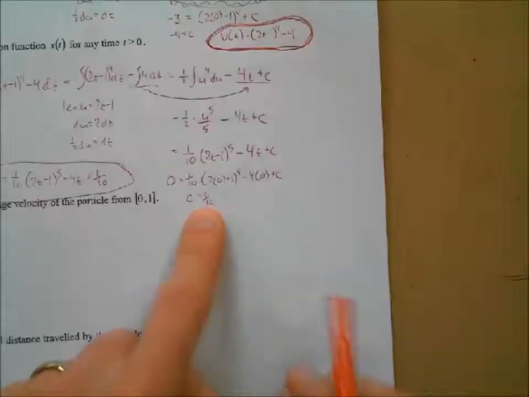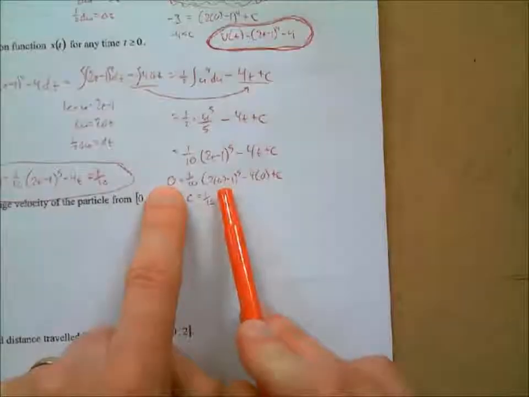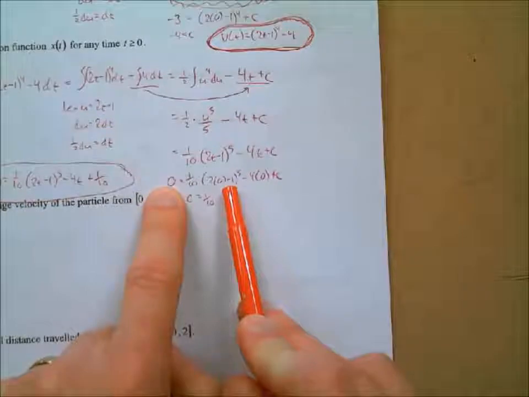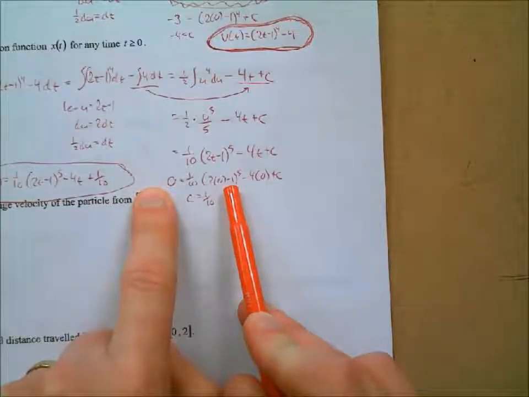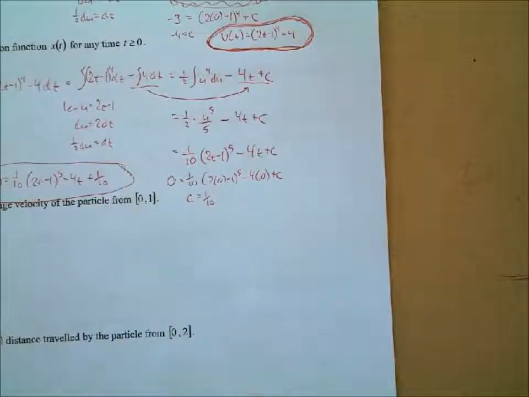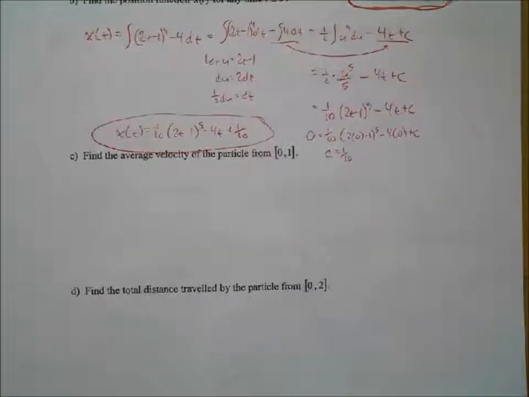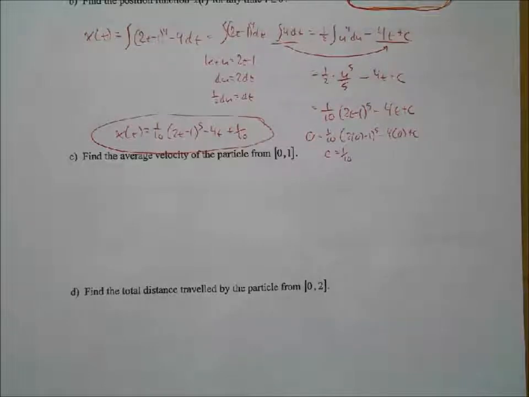You must show this substitution here, folks. Please show the substitution, all right? 0 in for your time, equal to 0 for the initial position. And then how you go about solving that, we get down to c equals 1/10, and so there's our position function right there. All right, so letter C.